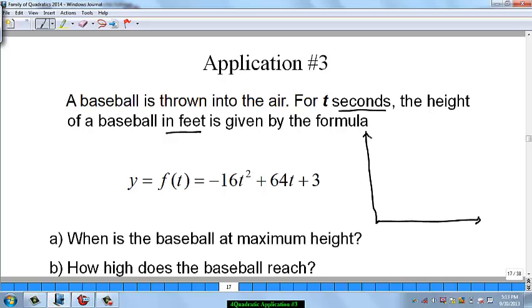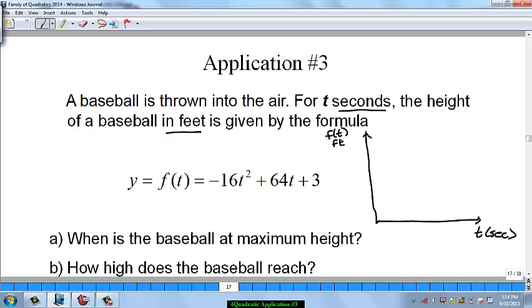Okay, and this one's going to be a little bit different than the other ones because I know time is in seconds, so I can label that. I know that this is the height in feet, and they called this f of t in this case, which is the height, and it's in feet. So you're like, well, how's that different?